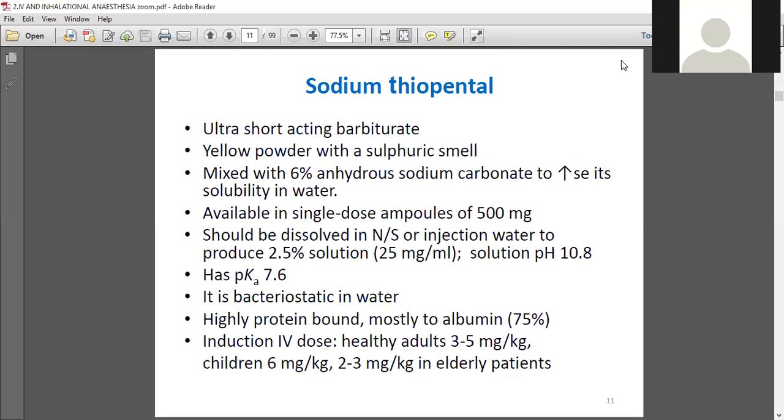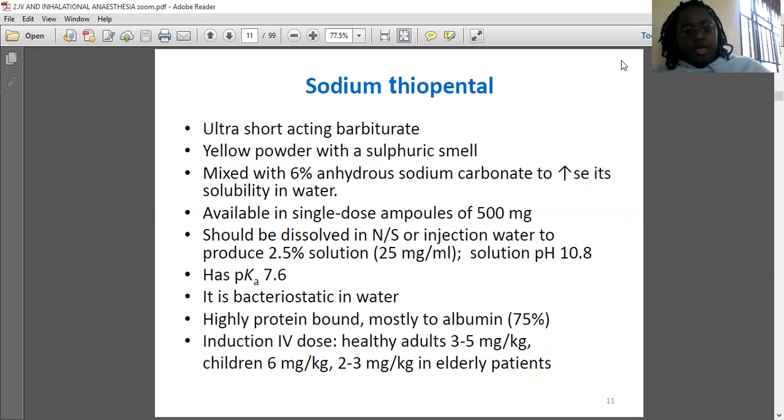Then it is bacteriostatic in water, highly protein bound, mostly to albumin, 75%. Therefore, I think that's why the dosage is a bit high. For it to be available enough, because it's highly protein bound, that means less of it is reaching in its free form.